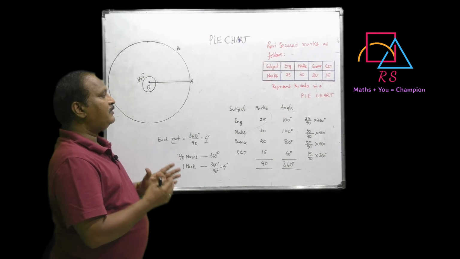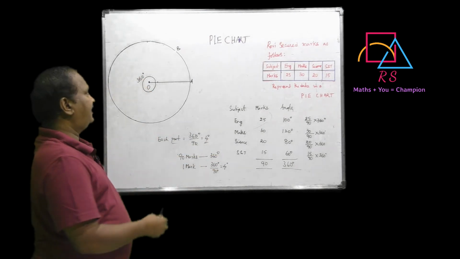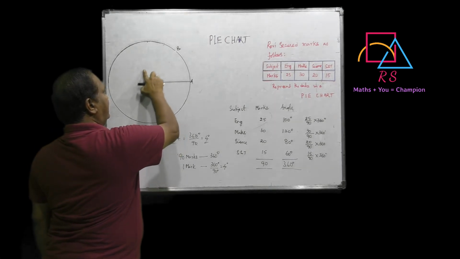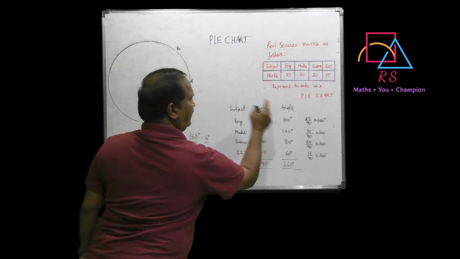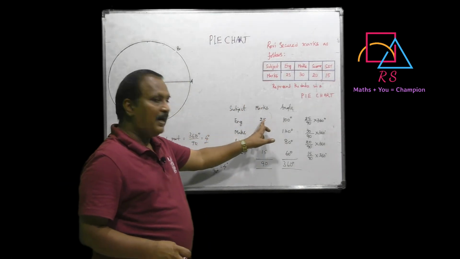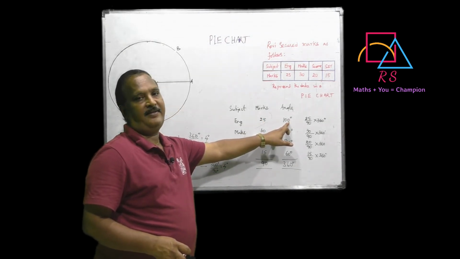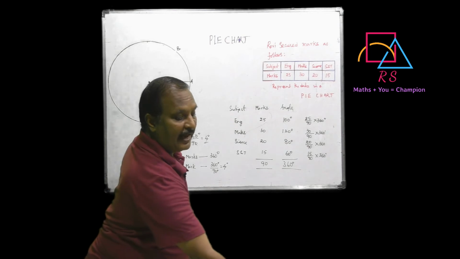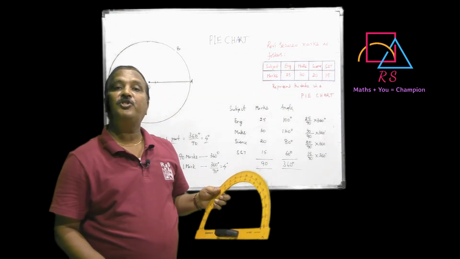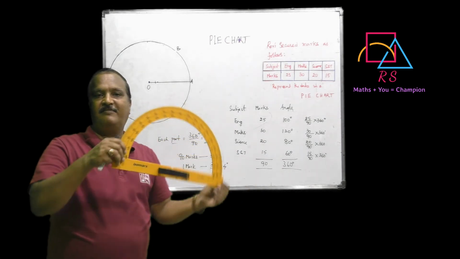Now we have to form the sectors for each subject in the circle. Now I'll remove this. So first sector, what is the angle? 100 degrees. Don't consider 25. 25 is marks, and 25 marks got converted into an angle of 100 degrees. So for the 100 degrees angle, you should draw the angle, make the angle using a protractor.